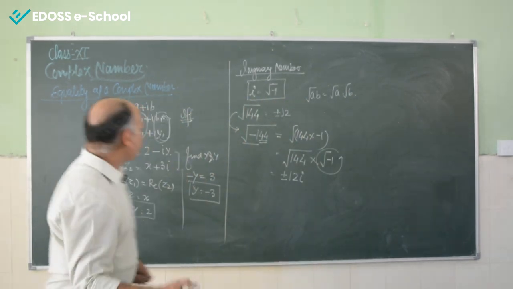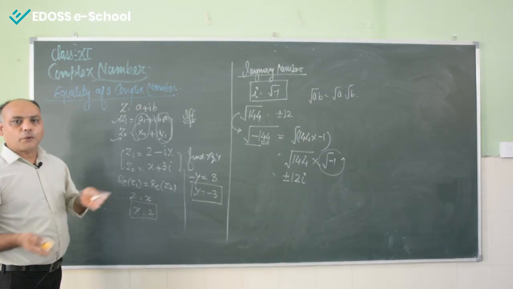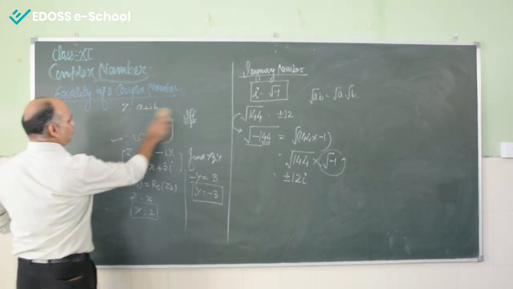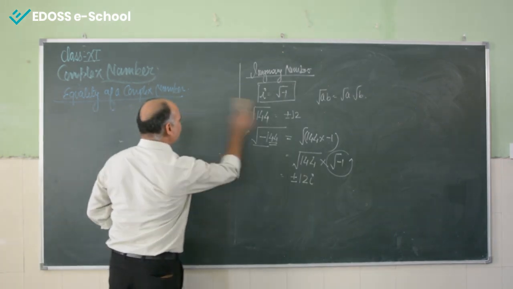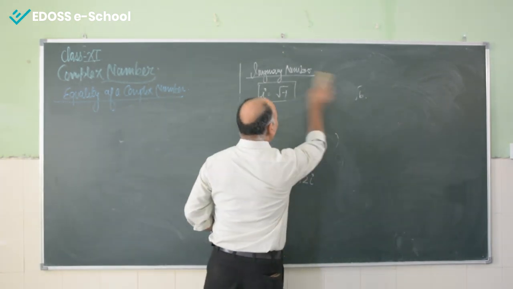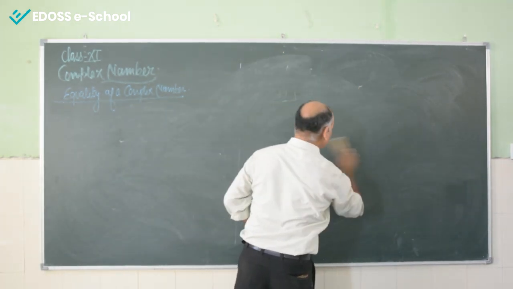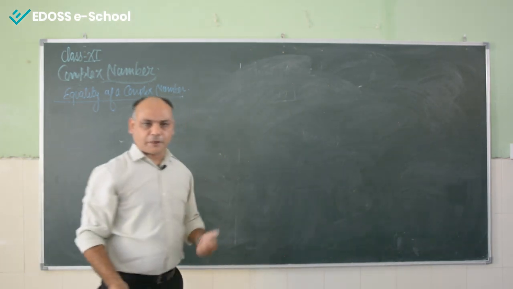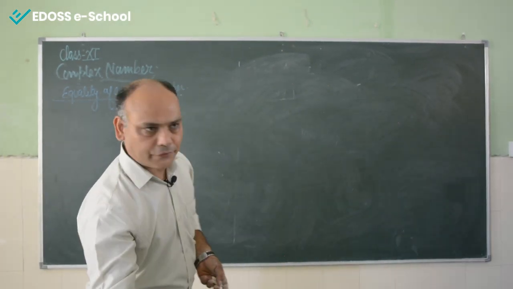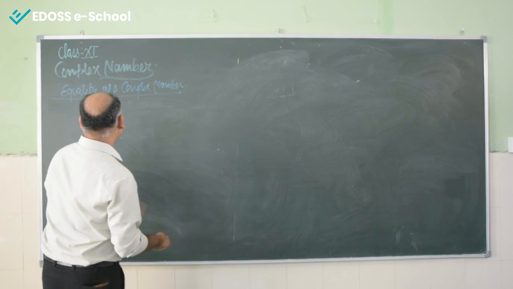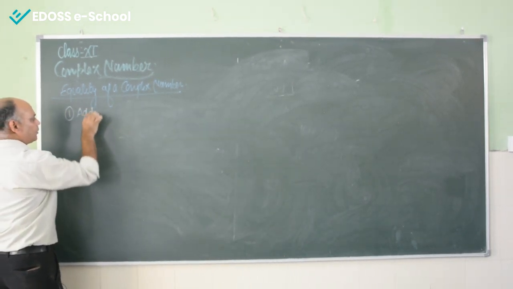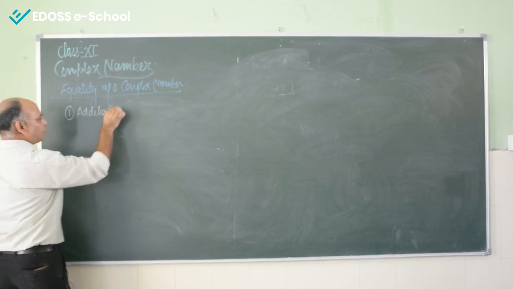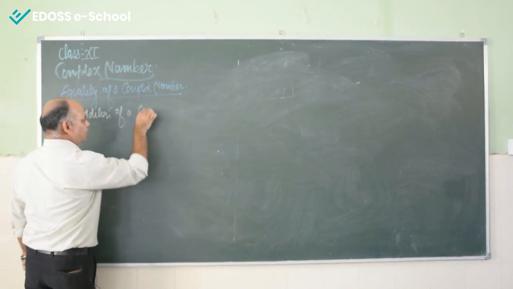Now, the second thing: we will go for the operations on complex numbers. How can we perform the operations? You all know about the operations. There are four basic operations in mathematics, that is addition, subtraction, multiplication and division. Now the first one is the addition of complex numbers.